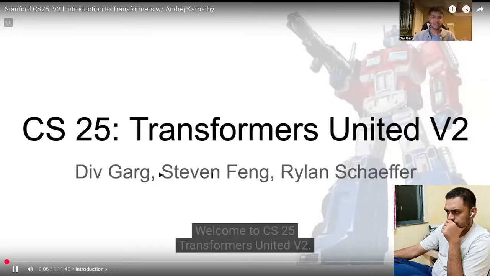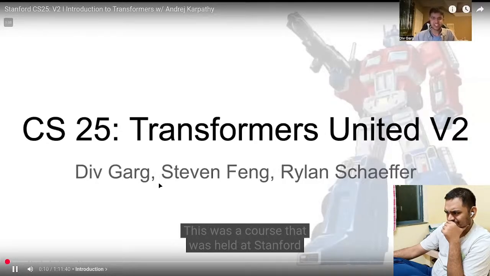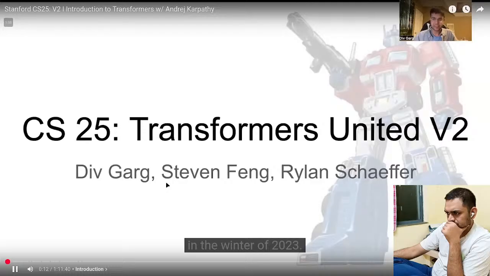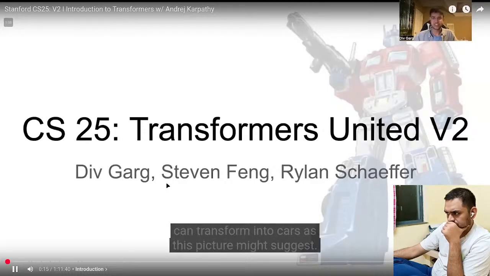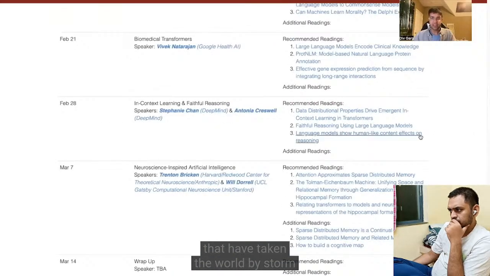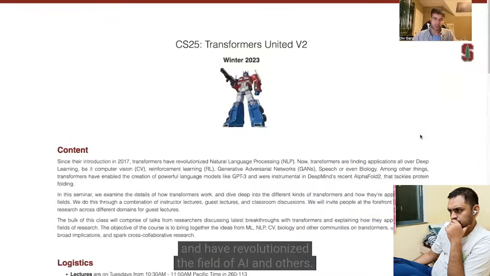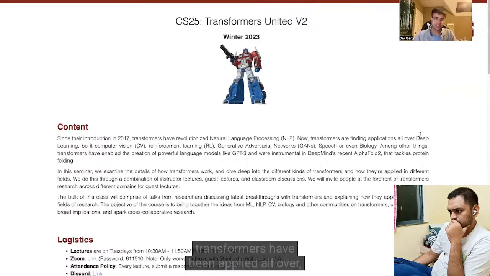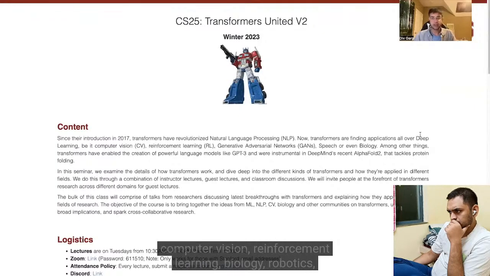Hi everyone. Welcome to CS25 Transformers United V2. This was a course that was held at Stanford in the winter of 2023. This course is not about robots that can transform into cars, as this picture might suggest. Rather, it's about deep learning models that have taken the world by storm and have revolutionized the field of AI and others. Starting from natural language processing, transformers have been applied all over, from computer vision, reinforcement learning, biology, robotics, etc.